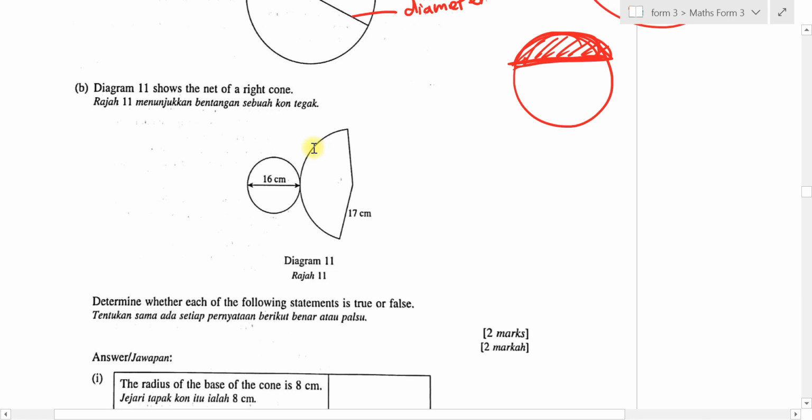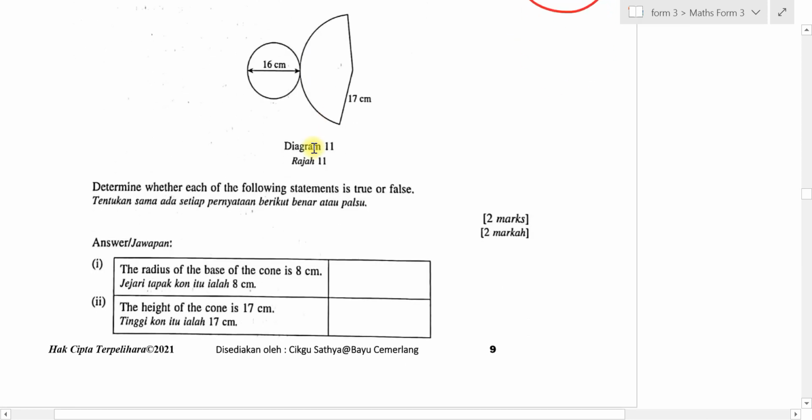Next, question B. Diagram 11 shows a net of a right cone. Okay, Tanusha, determine whether each of the following statements is true or false. The radius of the base of the cone is 8 cm, correct or not? True, because we see a diameter of 16, so the radius should be half of it, 8. The height of the cone is 17. False. Why is it false? Because that's the side, not the actual middle. This is not the height. This is just a slanting height. We call it s, slanting height.